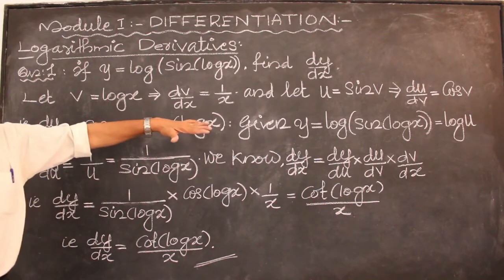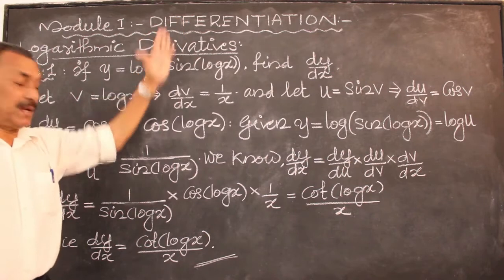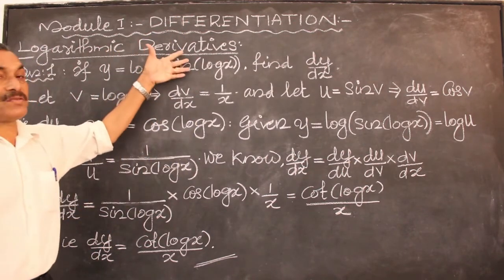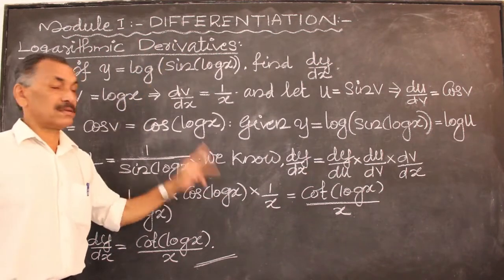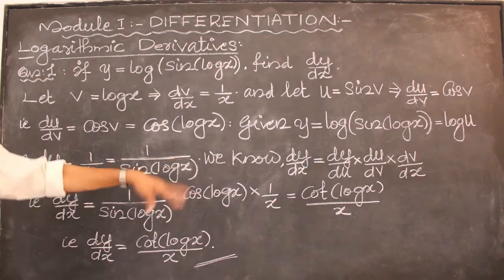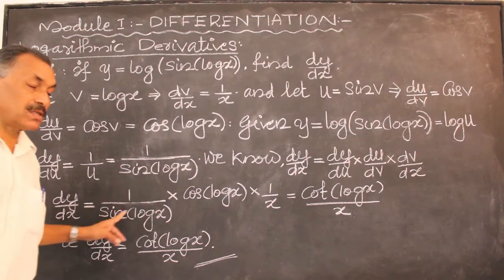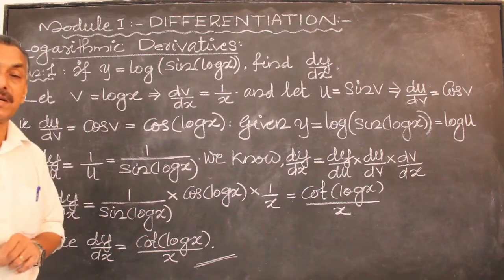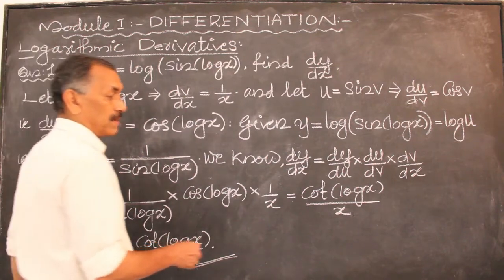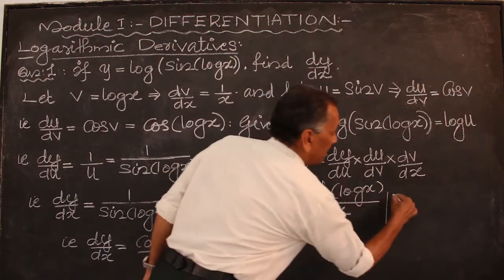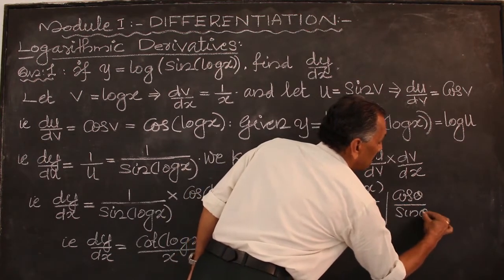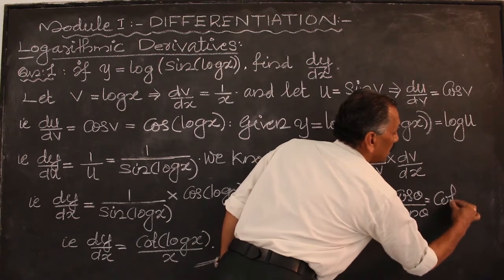Directly differentiate: the derivative of log is 1 divided by sin log x, into the derivative of sin, which is cos log x, into 1 by x. Equal to cot log x. Cos theta divided by sin theta is equal to cot theta. And then cot log x divided by x. So again, this property: cos theta by sin theta is equal to cot theta.